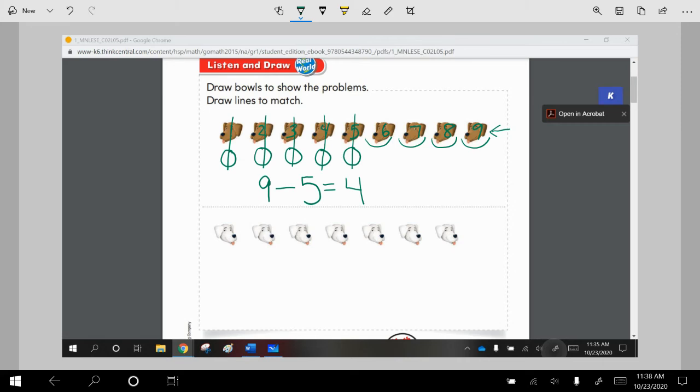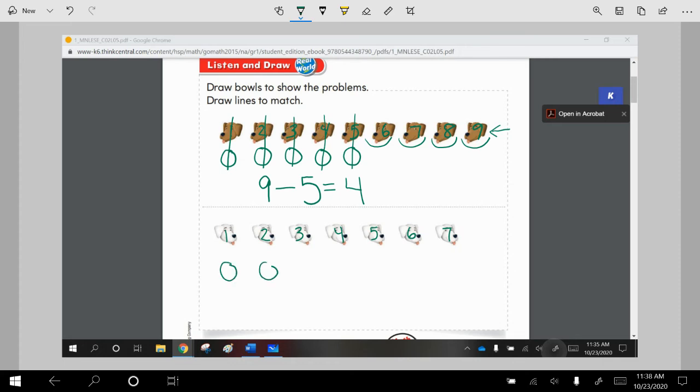Looking at our bottom problem now. It says, there are 7 white dogs. Count the dogs with me. 1, 2, 3, 4, 5, 6, 7. There are 8 bowls. Draw 8 bowls.